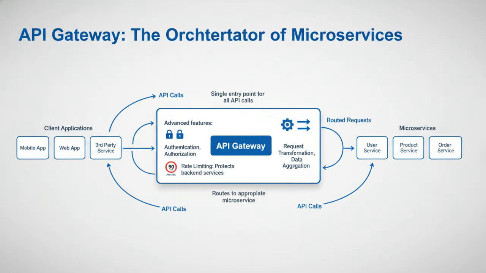This includes authentication and authorization, verifying client identities and permissions before forwarding requests. It also handles rate limiting, protecting backend services from abuse or overload by restricting the number of requests a client can make within a certain time frame. Furthermore, it can perform request transformation, data aggregation, and even introduce policies like caching at the API level. It's an orchestration layer for your API ecosystem.